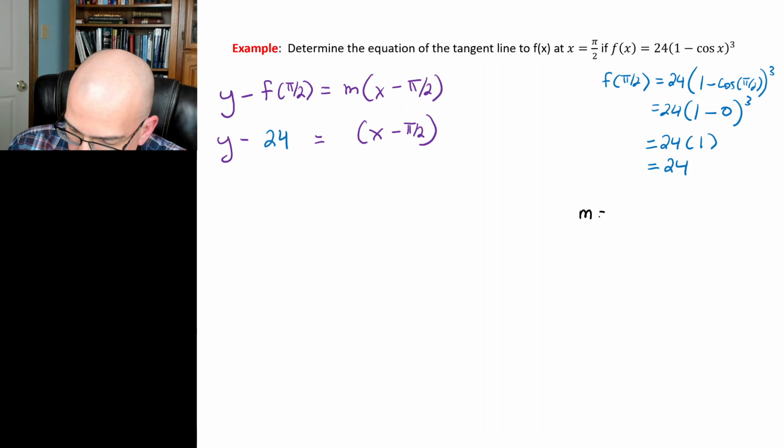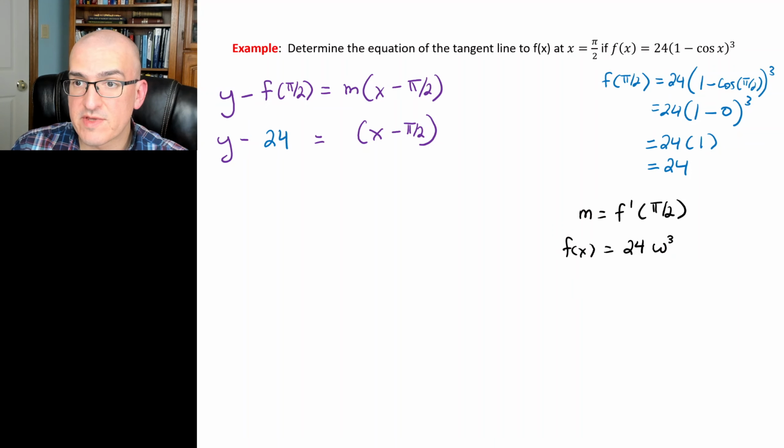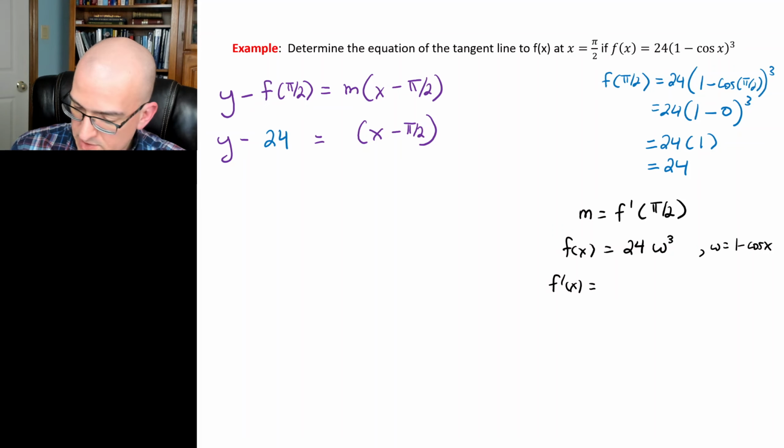M is equal to f prime evaluated at pi over 2. So we have to take the derivative. F of x is 24 w to the power of 3. I replaced everything in that bracket with the letter w. So w is equal to 1 minus the cosine of x. F prime of x is 3 times 24, which is 72, w squared times w prime.